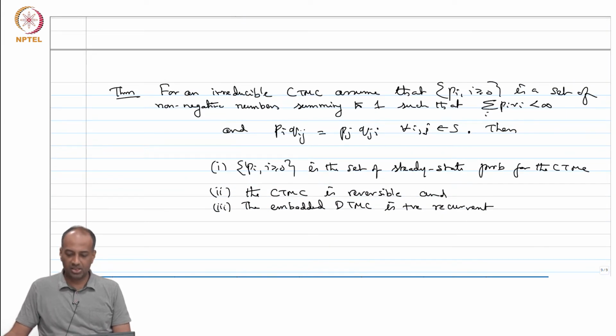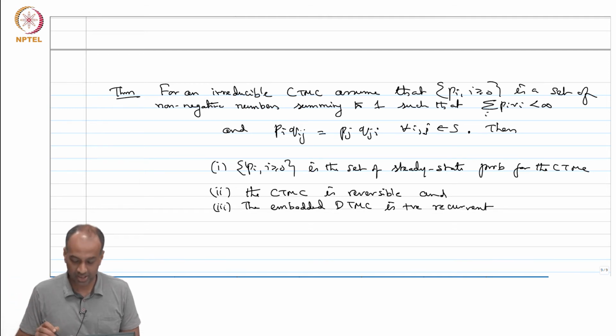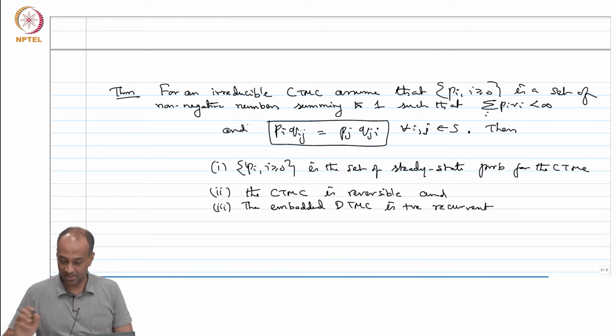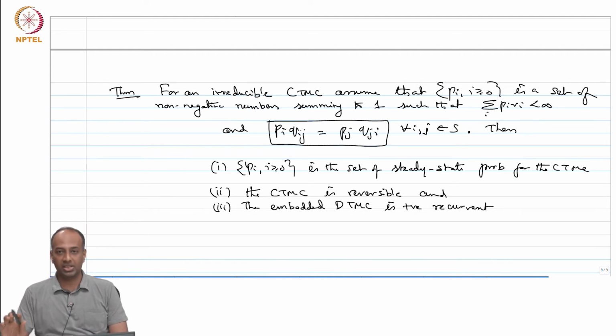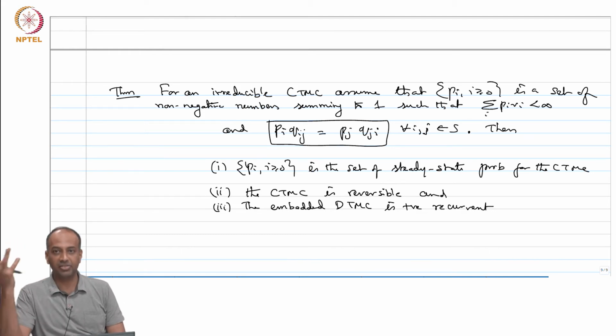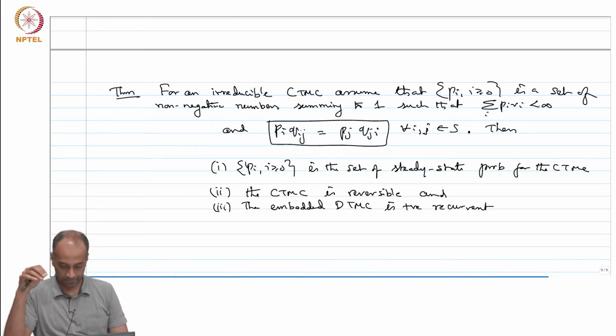So, this is a very nice theorem. If you somehow manage to guess some numbers P_i, when you do not know the steady state probabilities, which satisfy local balance, such that the sum over P_i nu_i is less than infinity and the P_i sum to 1, then the P_i's that you guessed are in fact the steady state probabilities, reversibility comes for free, and the embedded DTMC is positive recurrent.